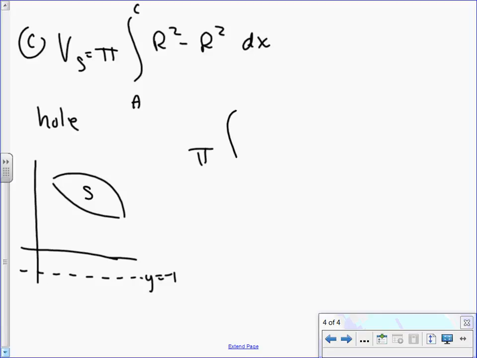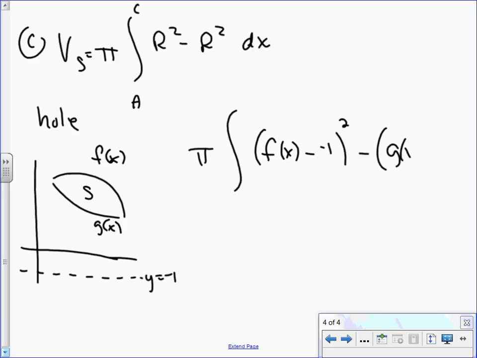What's big R? The front one's top of that, is that right? So big R is f of x minus what? Minus negative one. Since that's a negative, minus negative every single time, if you wanna make it plus, you can. Minus negative one squared, and the bottom one is g of x minus negative one squared, and it is dx.